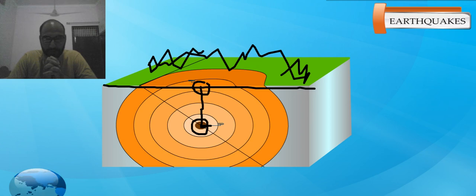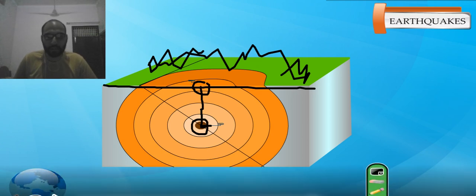The interior of the earth from where actually the pressure of the earthquake releases, that point is called the focus. Perpendicular to that, straight to the surface of the earth, the point that is formed there is called the epicenter. Very much important.